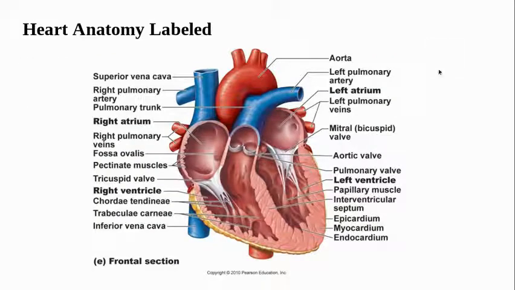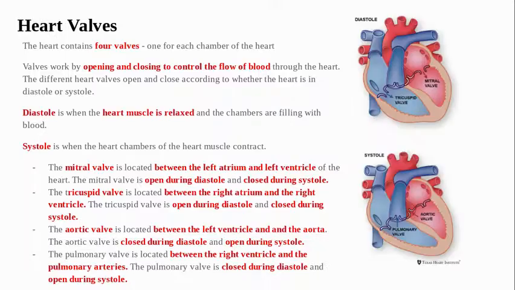So here we see the left and right atria up in the upper heart, and the left and right ventricles in the lower heart, and then the valves that connect each of them. And then here are the blood vessels that connect to the heart, which we'll talk more about later. And then you can see the different layers of the heart as well.